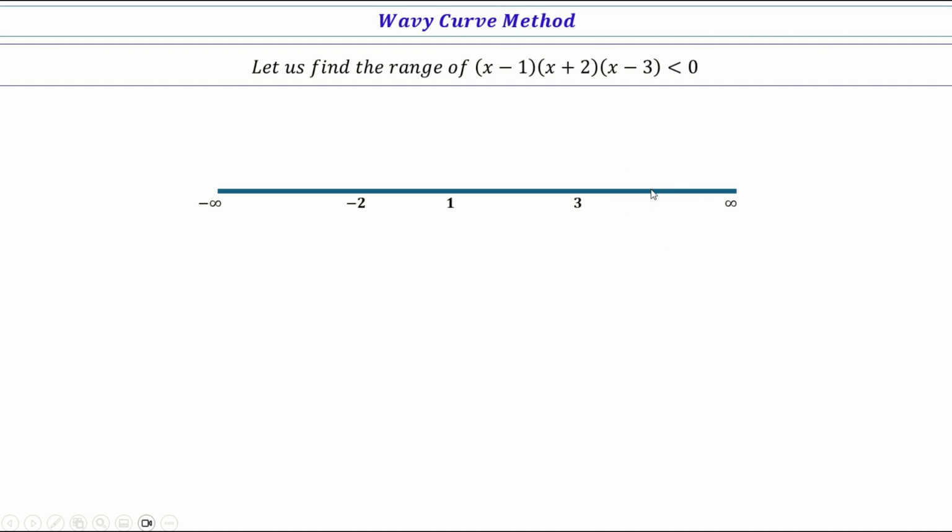Take any value here, 4 or 5, and see what the expression is. Is it positive or negative? It is positive, so you put a plus. So your wave starts from the top. The wave comes from the top like this.